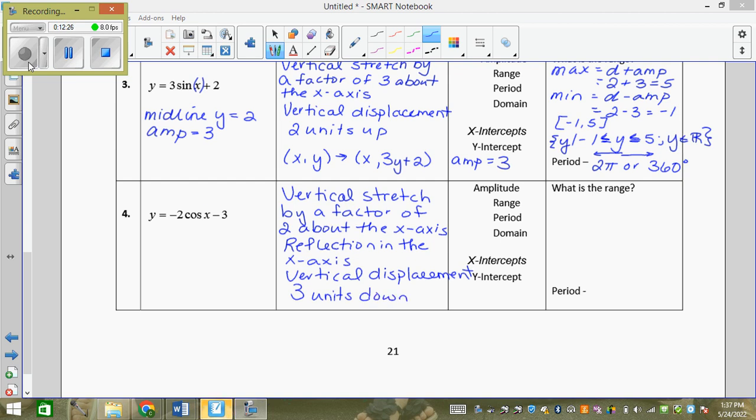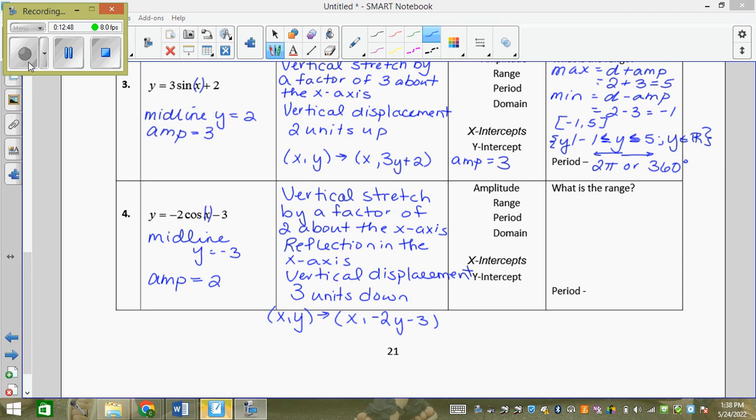Mapping only affects the y because the x is still sitting by itself. So (x, y) becomes (x, -2y - 3). My midline is at y = -3, so that is the d value. My amplitude is 2, so it's just the vertical stretch.